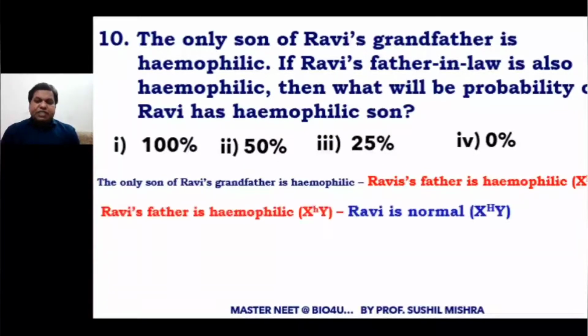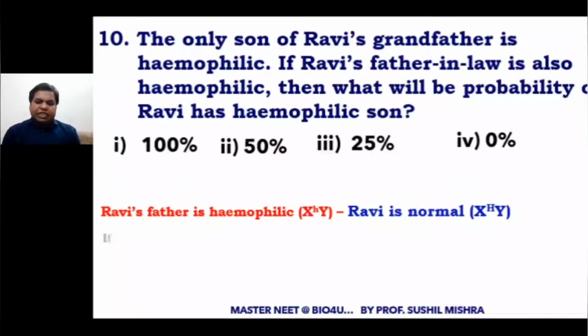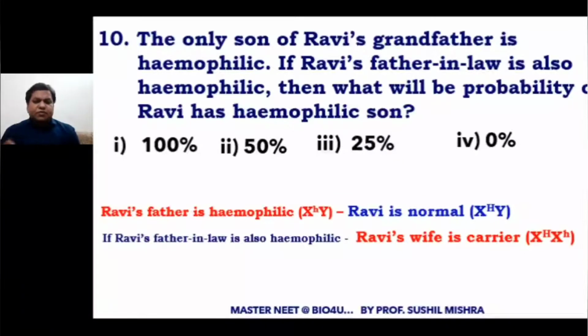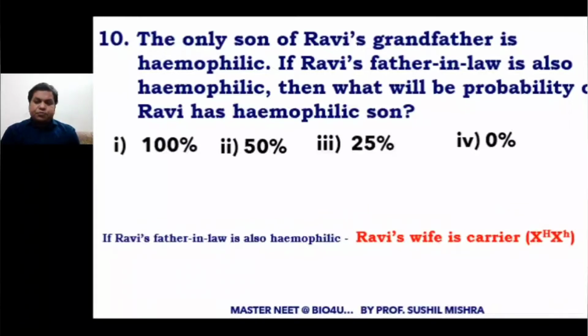So Ravi's father is hemophilic, but they have not specified anything about Ravi's mother. So by default, if anything is not specified, we consider it as normal. So that means Ravi's mother is normal. So by default, Ravi is also normal. Now go for the second case. It says that Ravi's father-in-law is hemophilic, but it is not talking about the mother-in-law. So that means the mother-in-law is normal, the father-in-law is hemophilic. So Ravi's wife will be a carrier. So Ravi's wife is a carrier and Ravi is normal.